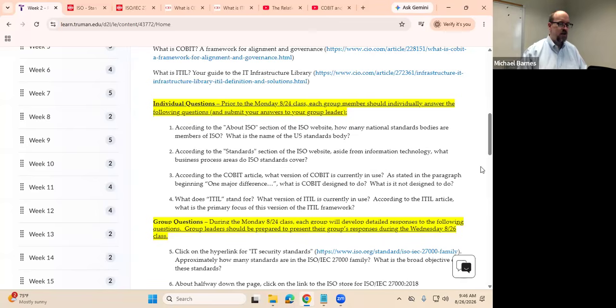Yeah, so as stated in the paragraph, one major difference. What is COBIT designed to do? So Jonathan, I'll stick with you for this question. Designed to focus on security, risk management, information governance, with the purpose to serve as the framework for IT governance and management across organizations. And then the other half was what it's not designed to do. It's not designed for business process organization or technology management, decision making, or IT strategy.